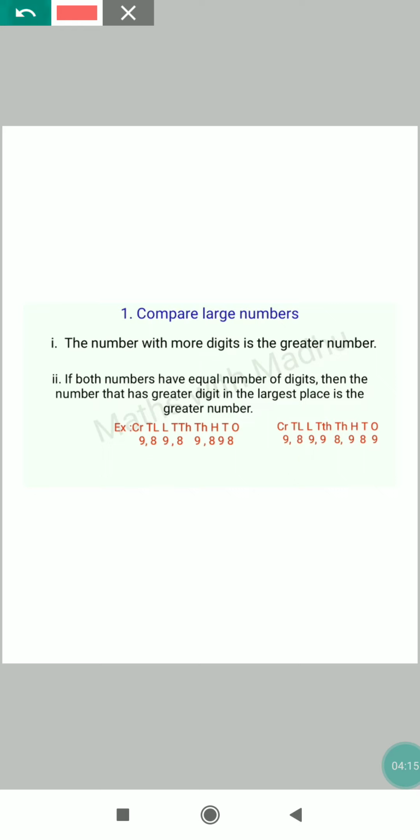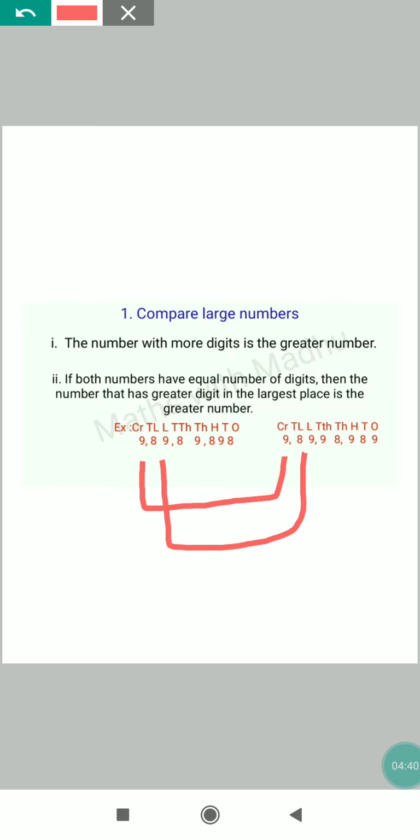So student, we can see that in both the places, that is at the crore places, 9 is written. So both the numbers are the same. Now we will move to the next one for comparison. Now we have gone to the 10 lakh place. At the 10 lakh place also, both the numbers are the same, student. It is written 8 on both the sides.